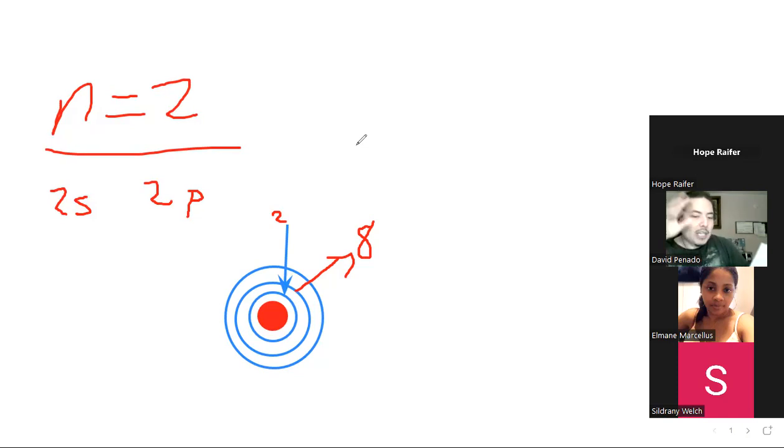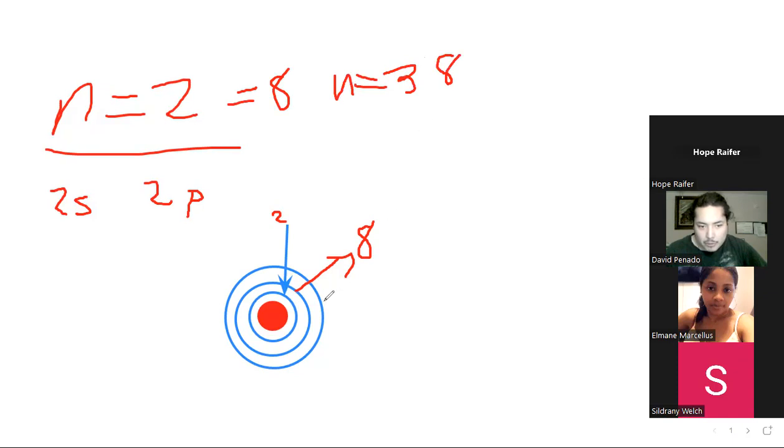But I do want you to know that each level past the first one is always 8. So N2 will have 8 electrons. N3 will have 8 electrons. This is number 3 right here. N4 will have 8 electrons. And I'm pretty sure it's either N5 or N6, hold on. N5 would have double that, 16.